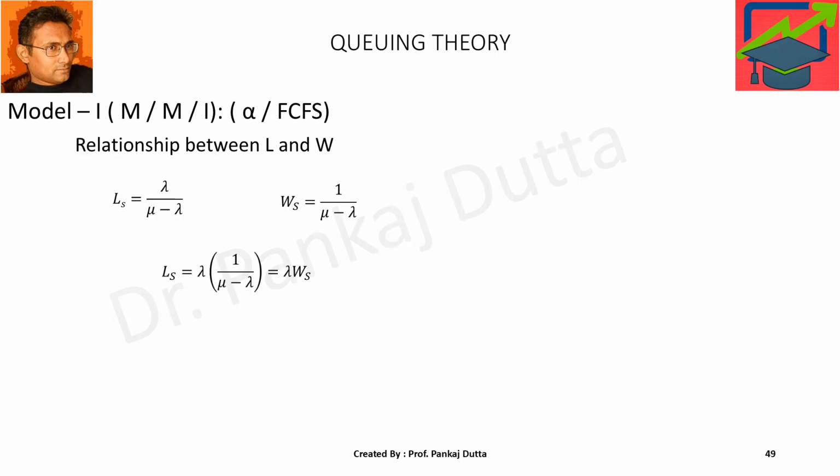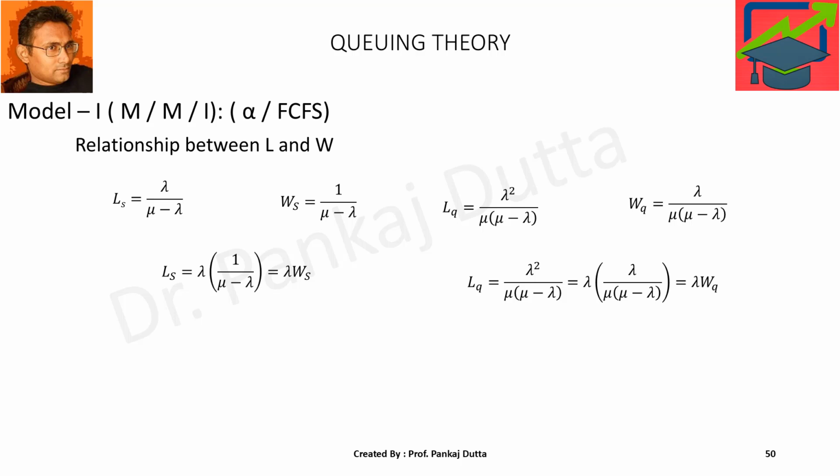The last point of discussion in this session is the relationship between number of customers and the waiting time. These relationships were given by John Little and are popularly referred to as Little's law. Ls gives the average number of customers in the entire system, while Ws gives the average waiting time of the customers in the entire system. And as shown, Ls is equal to the product of arrival rate lambda and Ws.